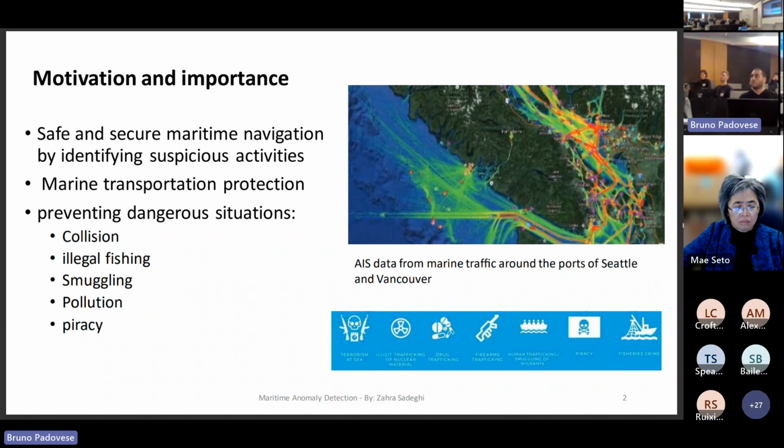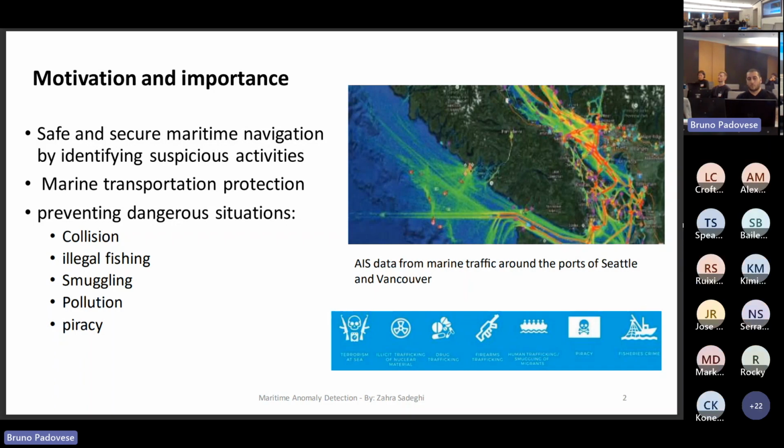It's essential for ensuring the safety and security of navigation across the ocean, and it's also critical for maritime transportation protection. By identifying these anomalous activities, we can avoid and prevent dangerous situations such as collision, illegal activities, illegal fishing, smuggling, such as drug and weapon smuggling, pollution, and piracy.